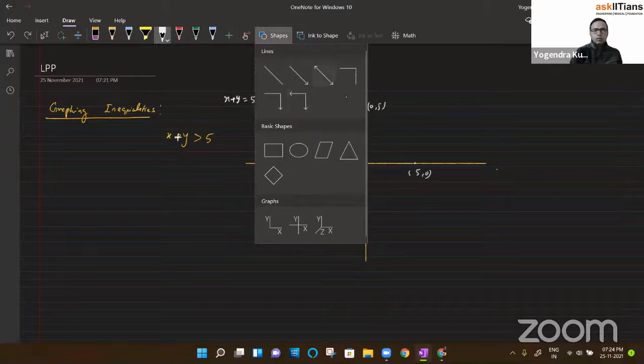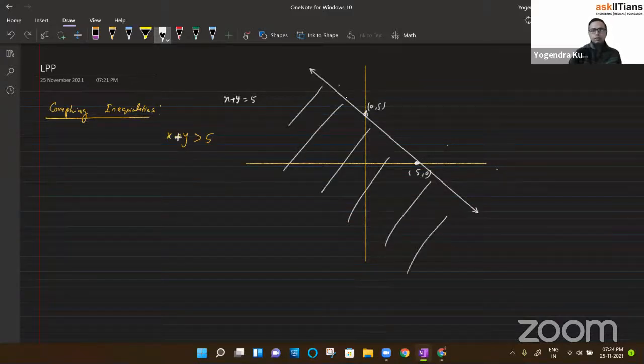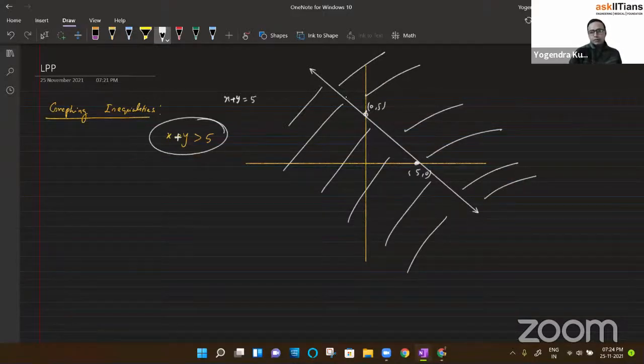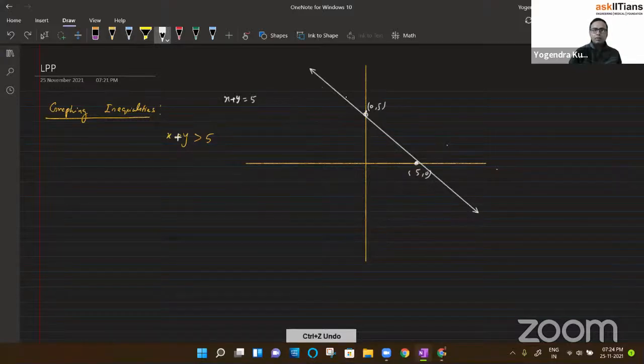So now this is our line whose graph is needed. This is the line we have, and these are the points here. Now this line will divide the whole plane into two parts, like this side and this side. Which side does this inequality represent, this region or this region? How do we verify that? To verify, we can substitute any particular point here and check whether it is satisfying or not.